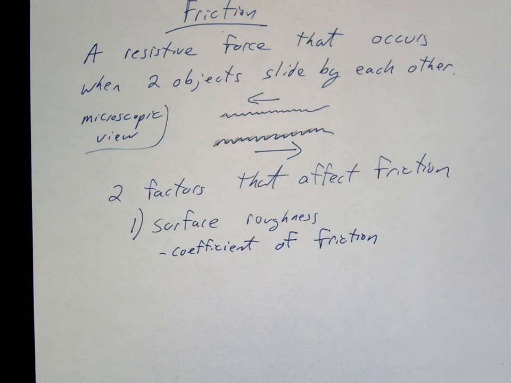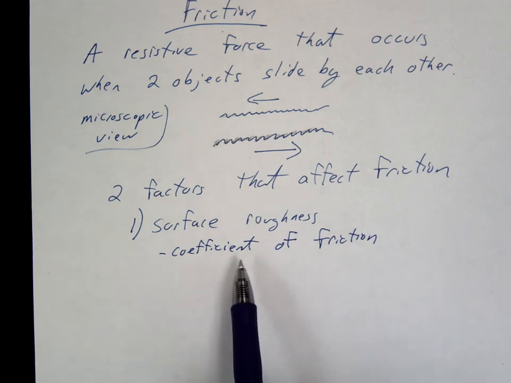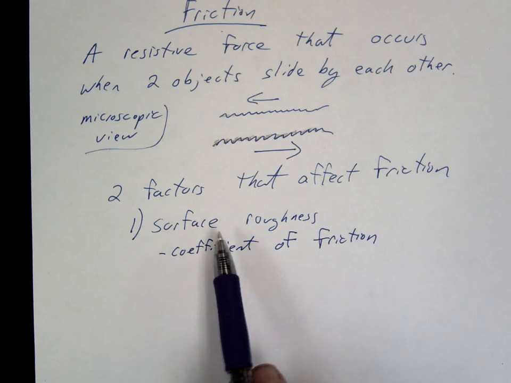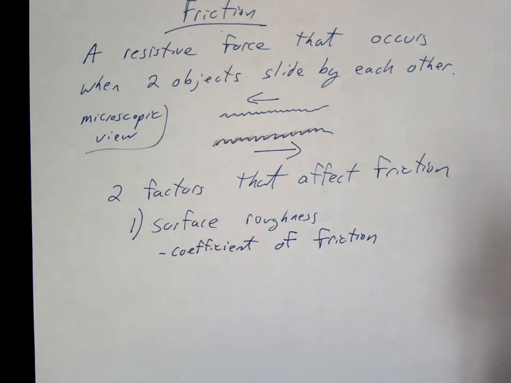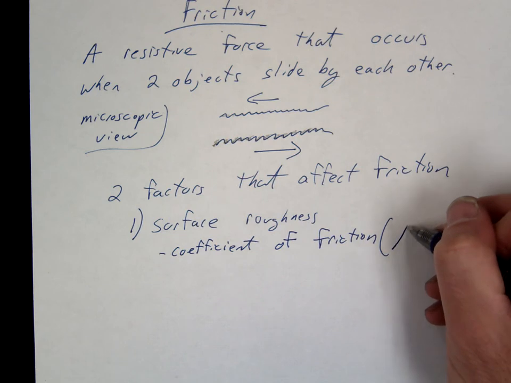So the value we use would be basically the coefficient of friction. It tells you how rough the surface is. So the rougher the surface, the larger the number, the larger the coefficient; the smoother, the smaller. The symbol we use for this is a Greek letter. Looks like this.